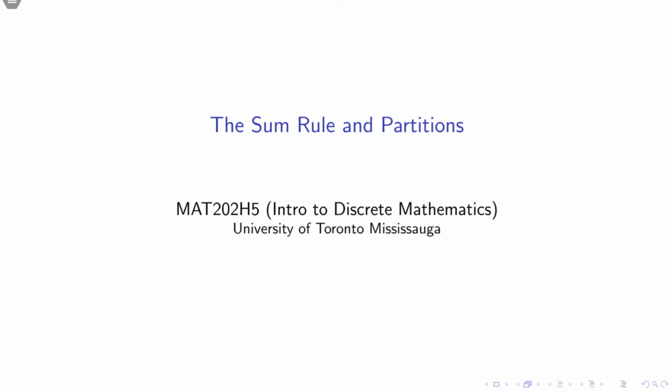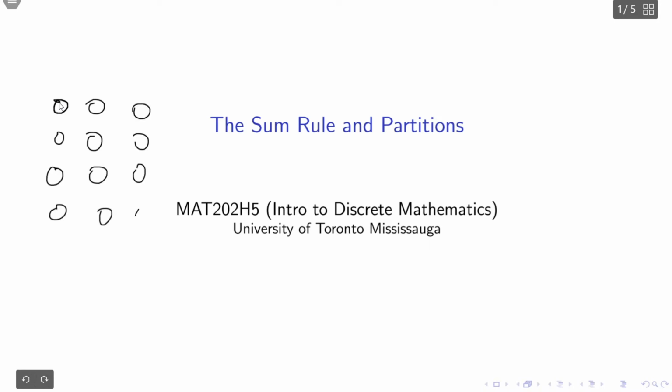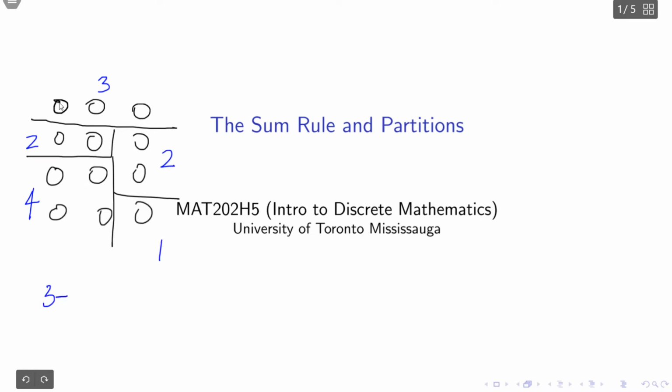Hey everyone. So this video is about the sum rule and partitions. The sum rule is a counting principle that may seem really obvious to you when you first read it. It basically says to count a collection of objects, you just need to break the collection up into smaller groups and add all the numbers you get from each group to get the total. And really that's it. That's all the sum rule says.